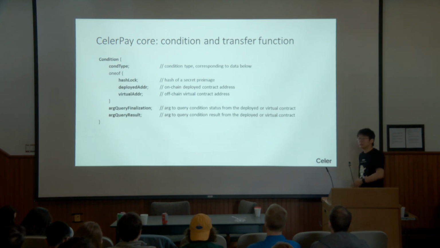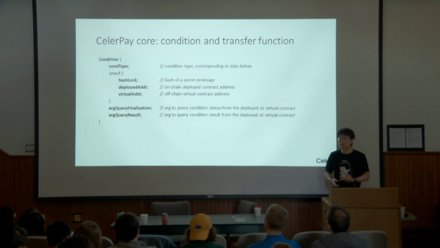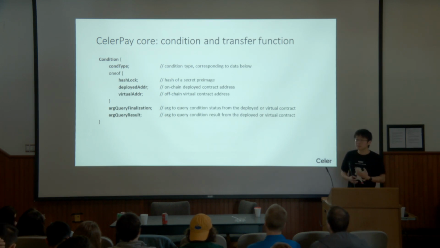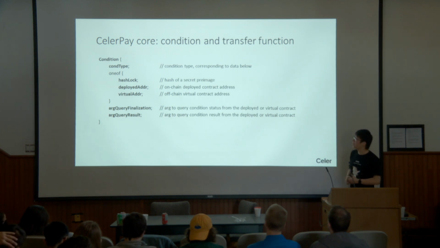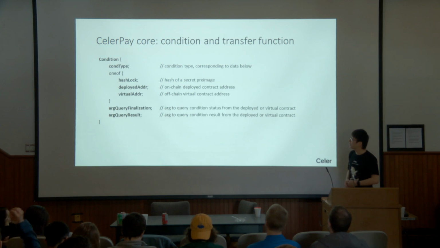And each pay, as I said previously, carries a list of conditions, and here's our payment condition. Each condition carries a condition type, and currently we have 3 types of condition. It's either a hash lock condition, or a condition based on an already deployed contract, or a condition based on a virtual contract which has not been deployed yet. And it carries 2 arguments: the query to check if the condition is finalized, and to query, if it is finalized, what the result of the condition is.